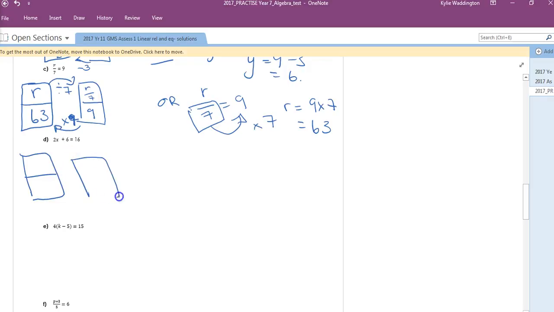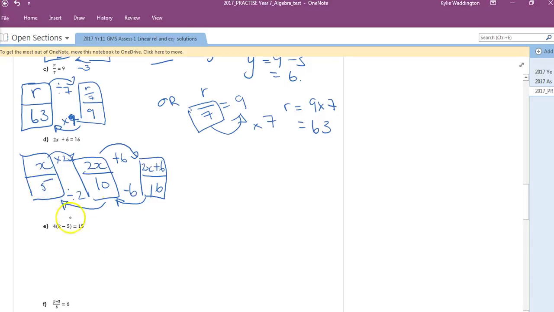So we're going to need 3 boxes to do that. So we end up with x, 2x, by multiplying the x by 2. We then add 6, and that is equal to 16. So for the bottom, we're going to take away 6, divide by 2, and that gives us x equals 5.